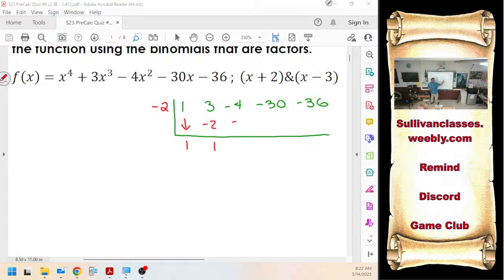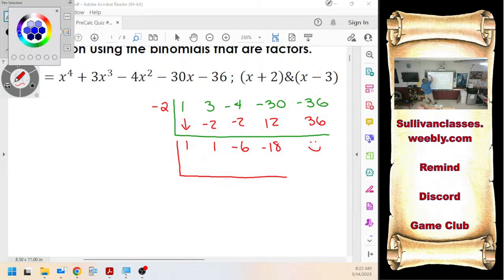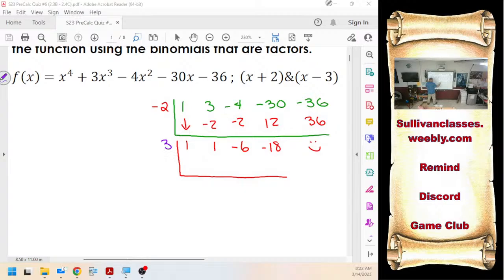1, -2, 1, -2, -6, 12, -18, +36. Hey, cool, it works. But if I want a factored form of this, and they both happen to be factors, I don't want to start over and divide the original now by x minus 3. I want to keep going in a stack. It might work, it might not. I'm not sure. So we multiply, we add, we multiply, we add, we multiply. Hey, cool, it works.